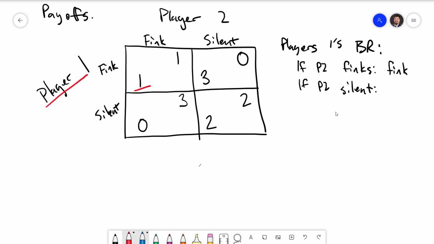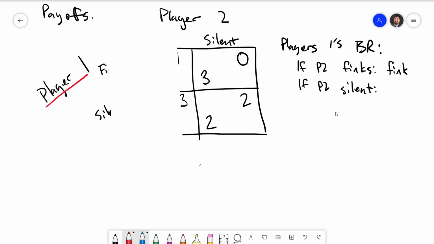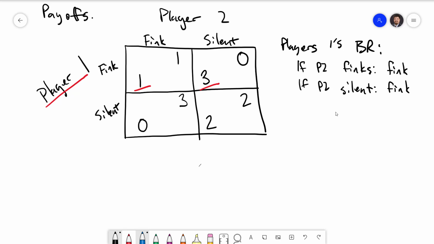Now let's think about what player 1 should do if player 2 stays silent. Now I'm going to cover up the half of the chart where player 2 finks, and we'll look just at when they stay silent. Player 1 is now deciding whether to fink or stay silent and choosing between getting 3 utility or 2 utility. They of course prefer 3 utility, so I'm going to underline that and write down that they fink.